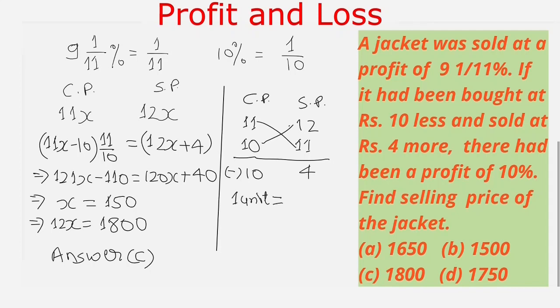So I write 1 unit. Now 10 times 4 is 40, minus 11 times minus 10 is minus 110. So 40 minus minus 110 is 40 plus 110, which is 150. So 1 unit is equal to 150. Therefore, the selling price is 12 units. So 12 units is equal to 150 times 12, that is 1800. And from the given options, our answer is option C, 1800.